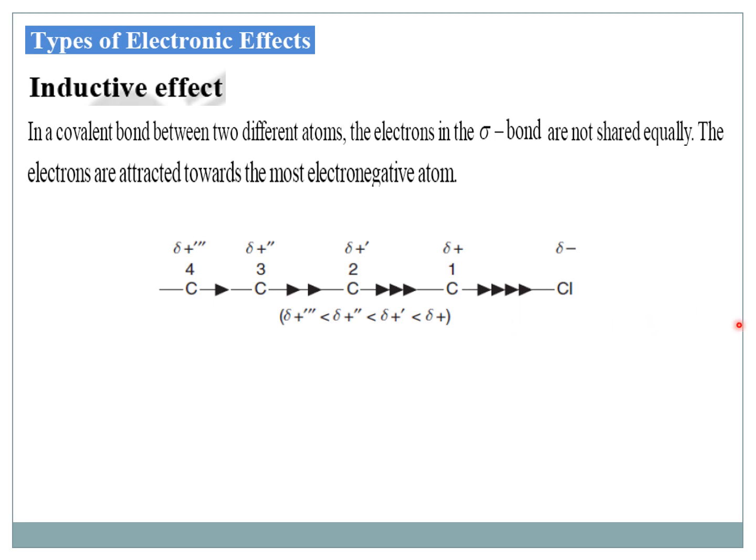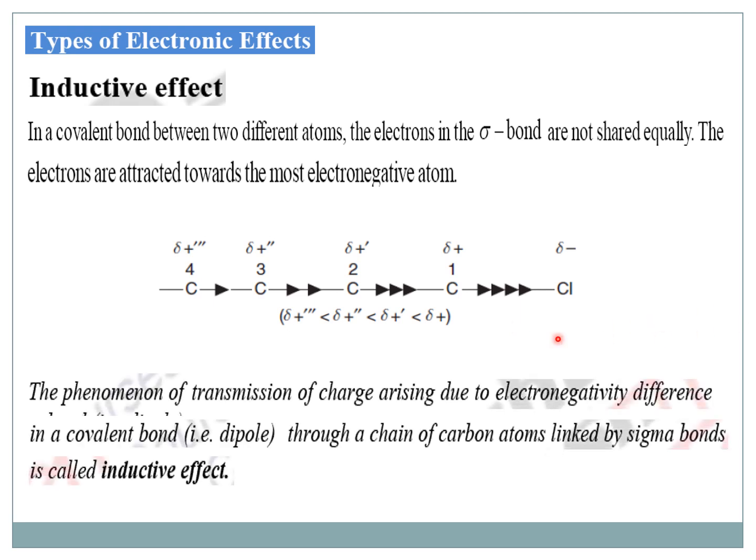So we can say that the inductive effect is the phenomenon of transmission of charge, due to electronegativity difference, through a chain of carbon atoms by sigma bonds. Here you see, with increase in the distance, the fourth carbon is away from the more electronegative atom. So with increase in the distance, the inductive effect decreases.